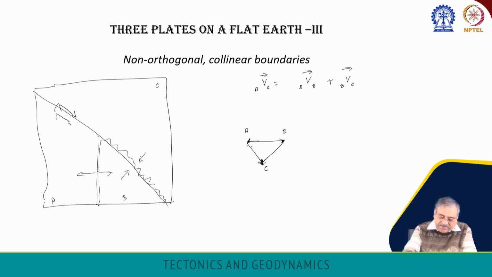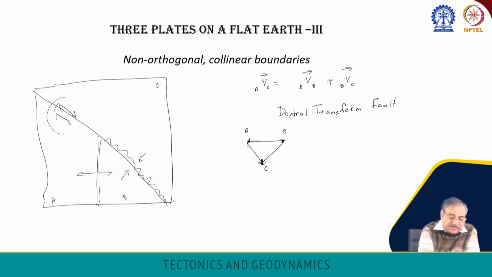What is more interesting is that the orientation of the relative velocity vector here is such that it is parallel to this particular segment of the plate boundary between A and C, and therefore the nature of the AC boundary has to be a transform fault. So it's a transform fault, and not just that, it is also a dextral transform fault, because this is right-handed in nature.